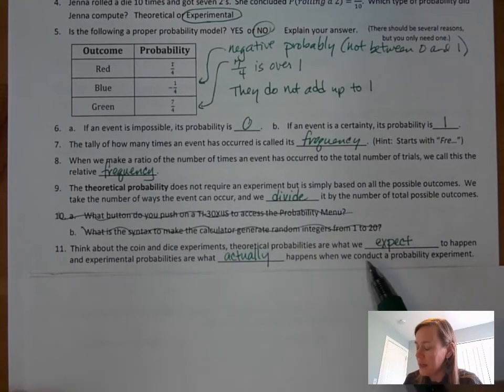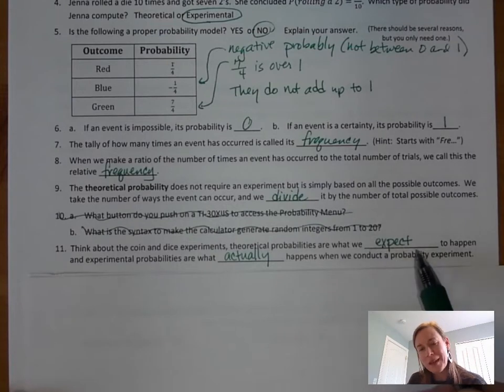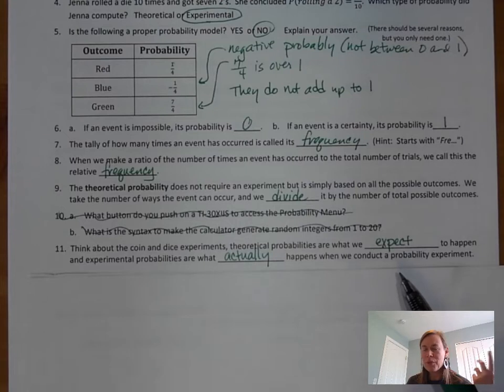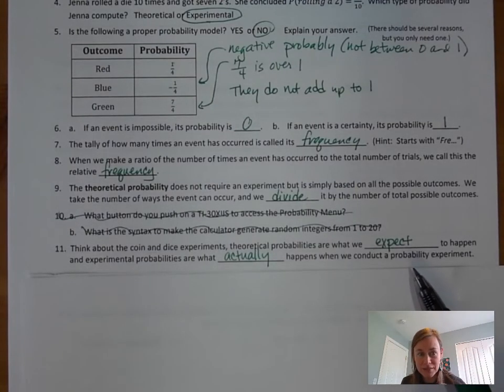And then number 11, think about the coin and dice experiments. Theoretical probabilities are what we expect to have happen. They're theoretical, that's what we expect. If we flip a coin heads or tails, we expect half the time it'll be heads and half the time it'll be tails.